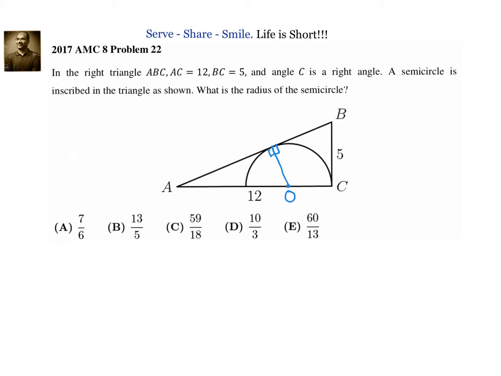Now we know the length from center to any point on circle is radius. So this is radius, and we also know that this length equals 5. Why is that particular length equal to 5? Any idea? Because length of tangents drawn from an external point to the circle are equal. So BC equals BD.